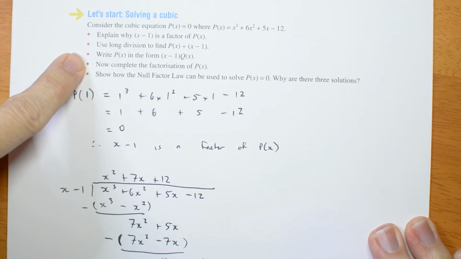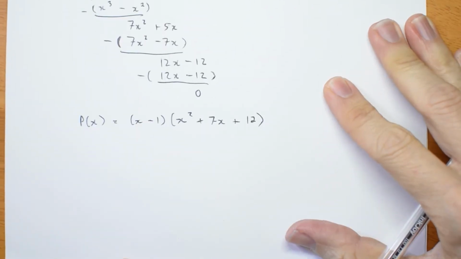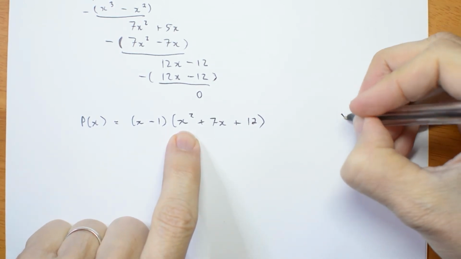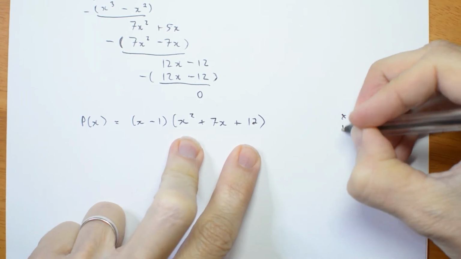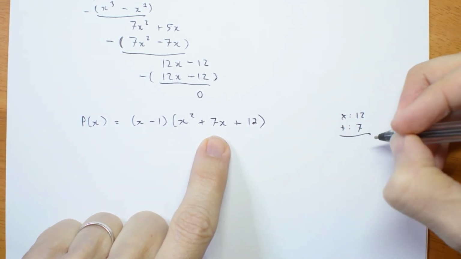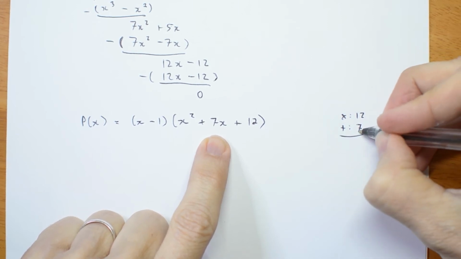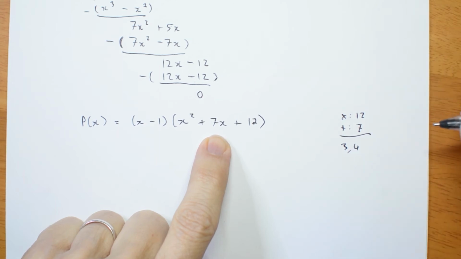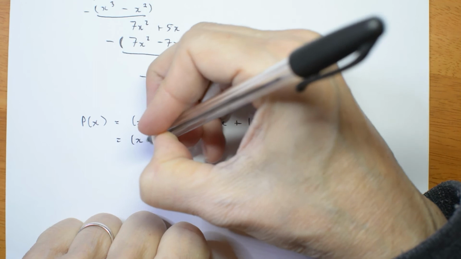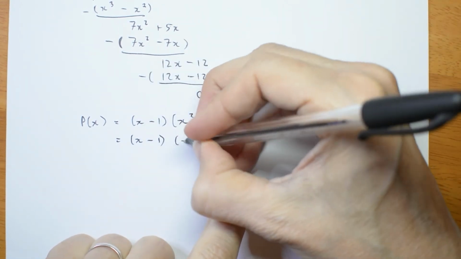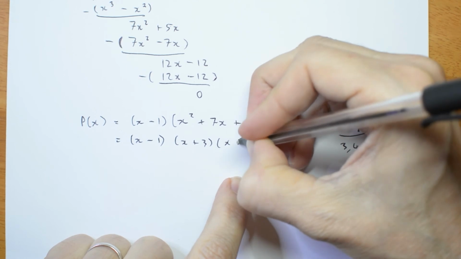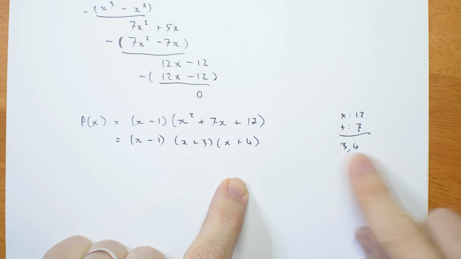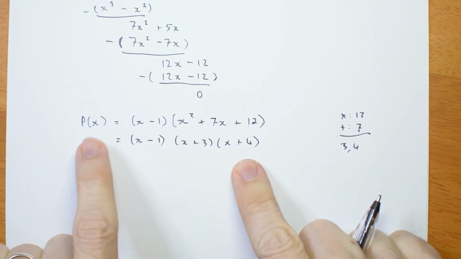Complete the factorization. Well, I can complete this because this is a quadratic. To factorize this, I need 2 numbers that multiply to give me 12 and add to give me 7. What 2 numbers multiply to 12 and add to 7? The answer is 3 and 4. So that means my p of x is x minus 1 times x plus 3, x plus 4. So now I have completely factorized p of x.